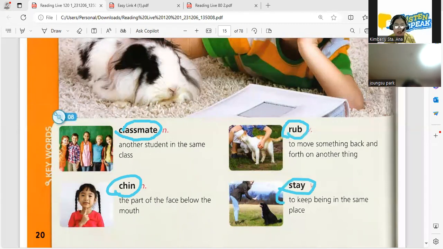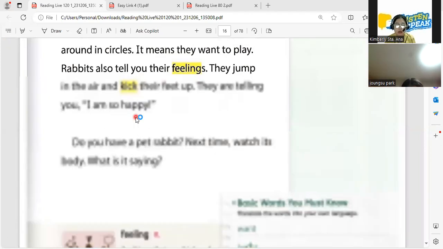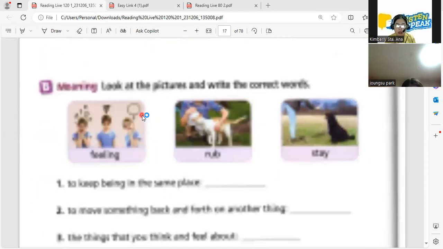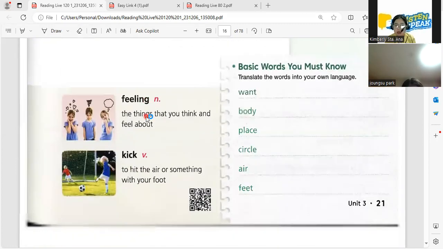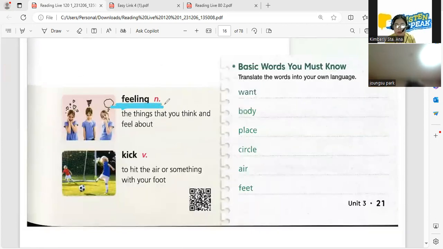Now, let's try something here. I want you to look, okay? We still have two more words here. What is the next one? Let's look here. Okay, Jimin, what is this? Feeling.